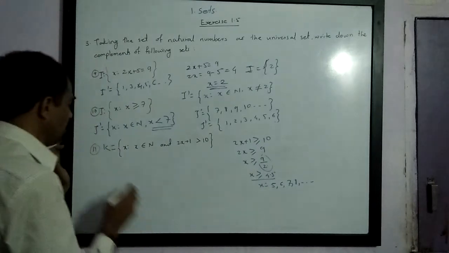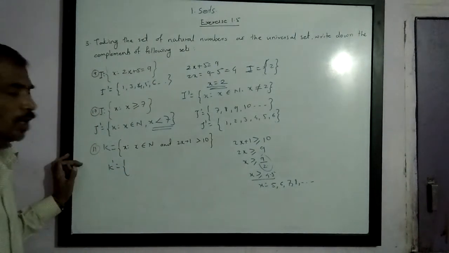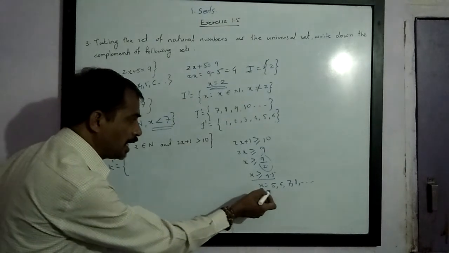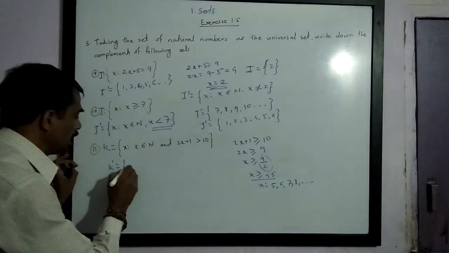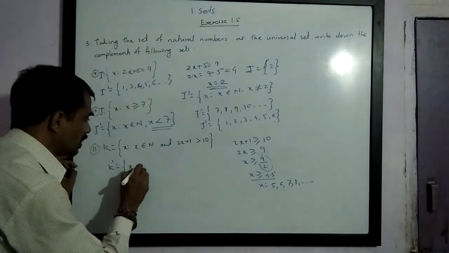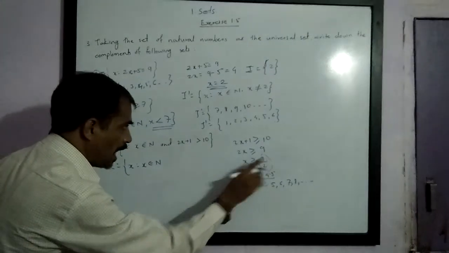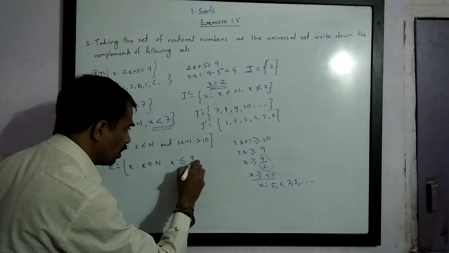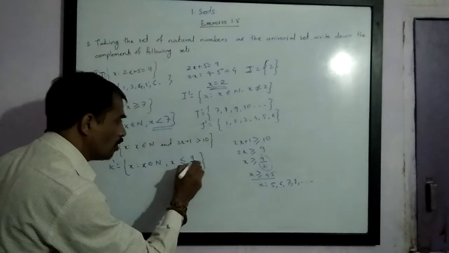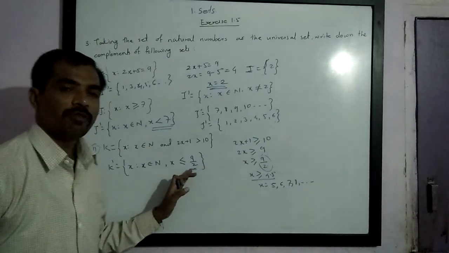So K's complement is equal to the set of natural numbers less than 5. So you can say that it is a set of x such that x belongs to natural numbers and x is less than 9 upon 2, or 4.5. Here you can take the value of 5 also: x is less than 5 can also be written.